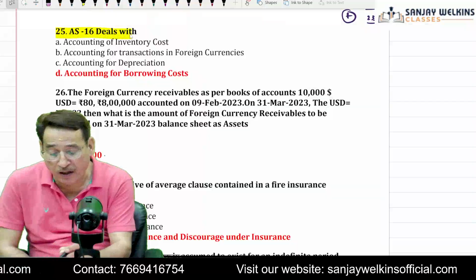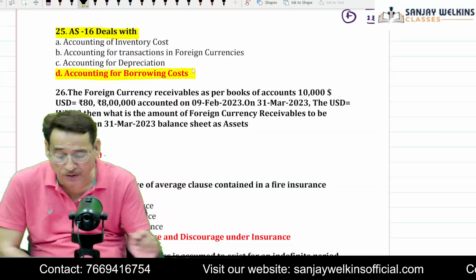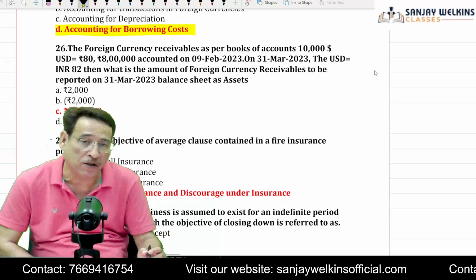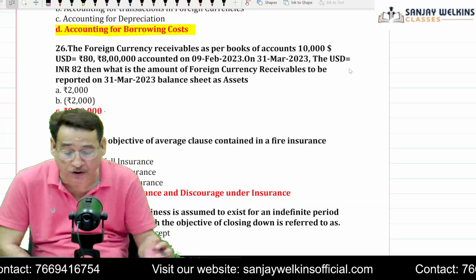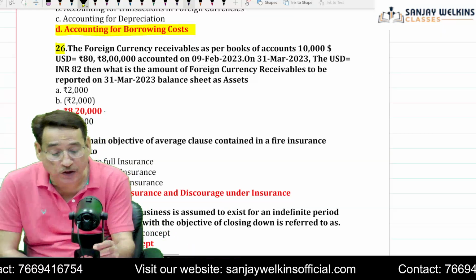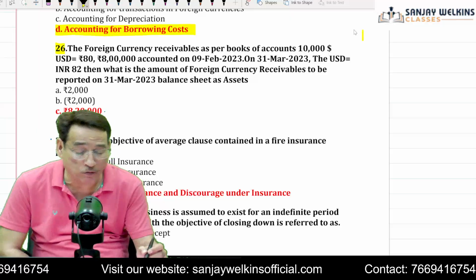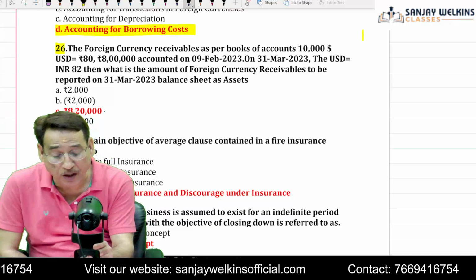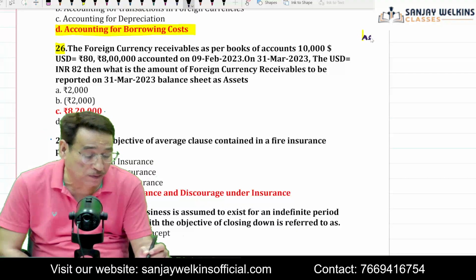As we know, accounting standard 16 deals with borrowing cost. So I need not tell you that the basic crux of this particular standard is whether we should capitalize the borrowing cost or not. Question 26 deals with accounting standard AS 11. In this particular question, what exactly is the theme? Let me tell you. I will go through the question.